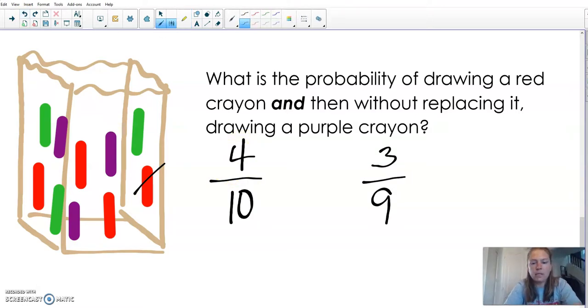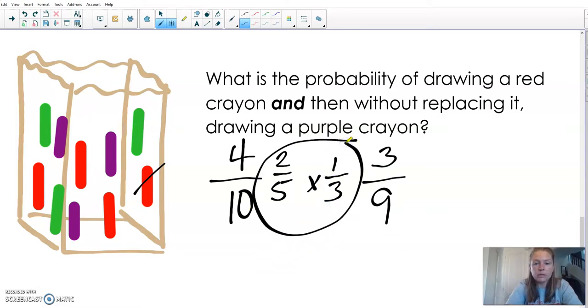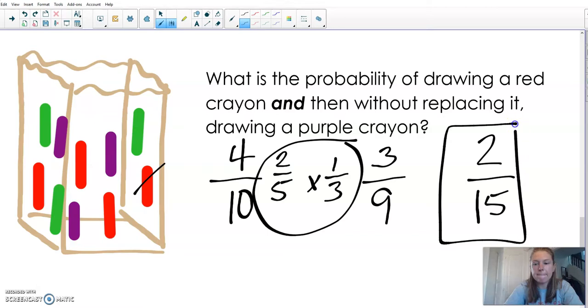I'm going to move on because I have to multiply these, but I want to reduce first. Let's make 4/10 smaller. Let's divide them by 2. That would be 2/5. Let's make 3/9 smaller because you can divide both by 3. That would be 1/3. So now all we're doing is multiplying this. 2 times 1 is 2. 5 times 3 is 15. So the probability of drawing a red crayon and without replacement drawing a purple crayon would be 2/15.